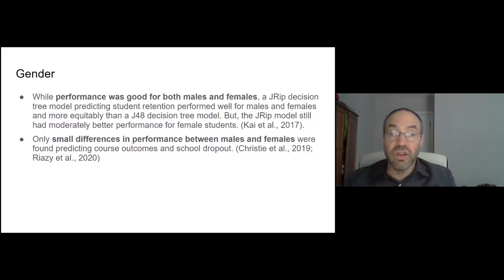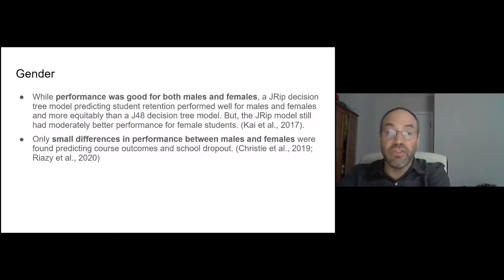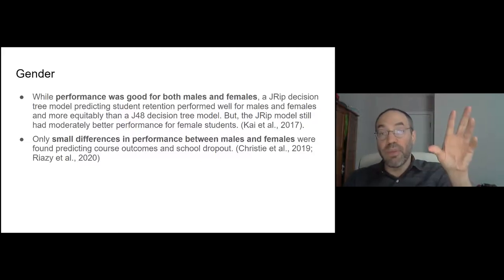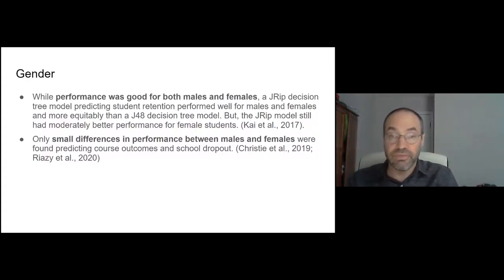A couple other studies. Kai et al. found that a model for student retention did better for female students than male students, although it did decently for both. They also found that JRip decision rules, a more conservative algorithm, were more equitable than J48. Two papers, contrary to all the other ones, Christie et al. and Riazy et al., found only small differences between males and females. But still, we're talking several papers that find differences in algorithm goodness, and only a couple finding a lack of difference.